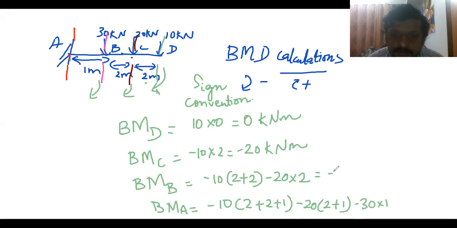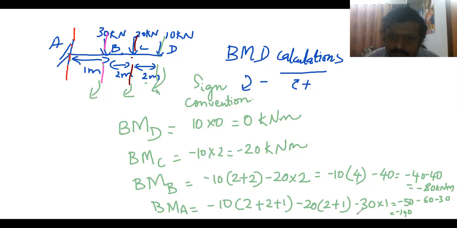So how much is that, friends? So this will be minus 10 into 2 plus 2 is 4, minus 20 into 2 is 40. So that will be minus 40 minus 40, which is minus 80 kilonewton meter. And this will be minus 10 into 2 plus 2 plus 1 is 5, minus 50. Minus 20 into 3 is minus 60. And minus 30 into 1 is minus 30. So the answer is minus 110 minus 30 is minus 140 kilonewton meter. That is with respect to the bending moment at A.